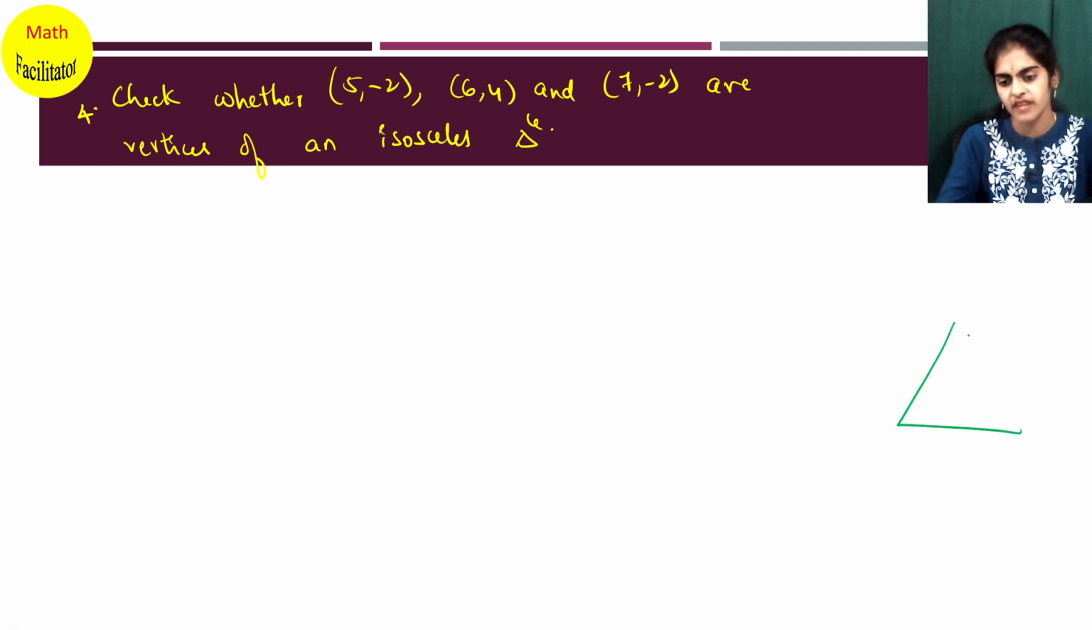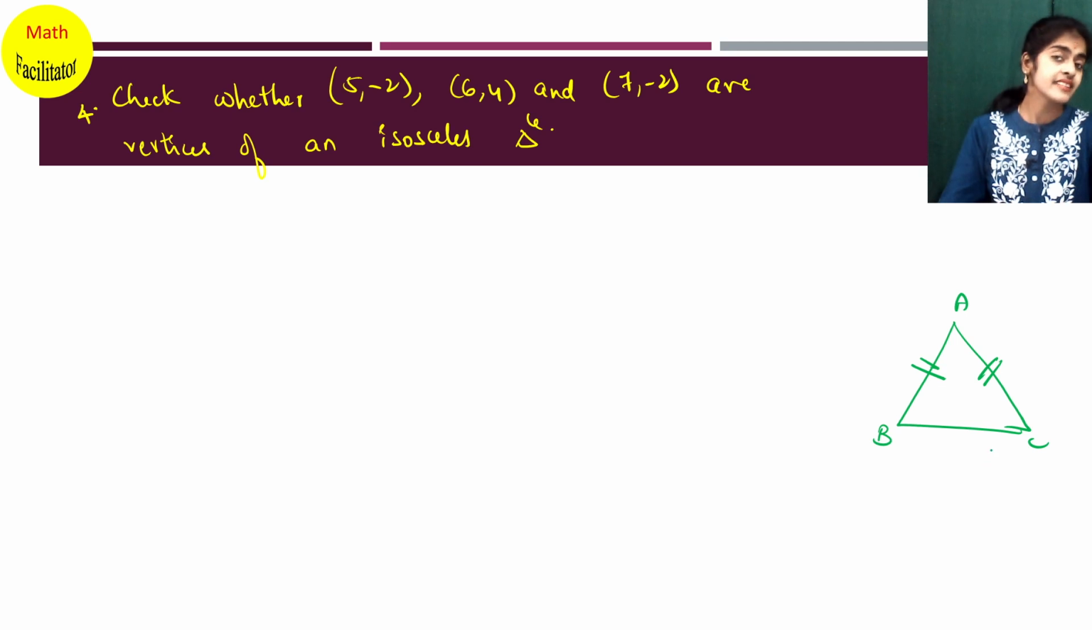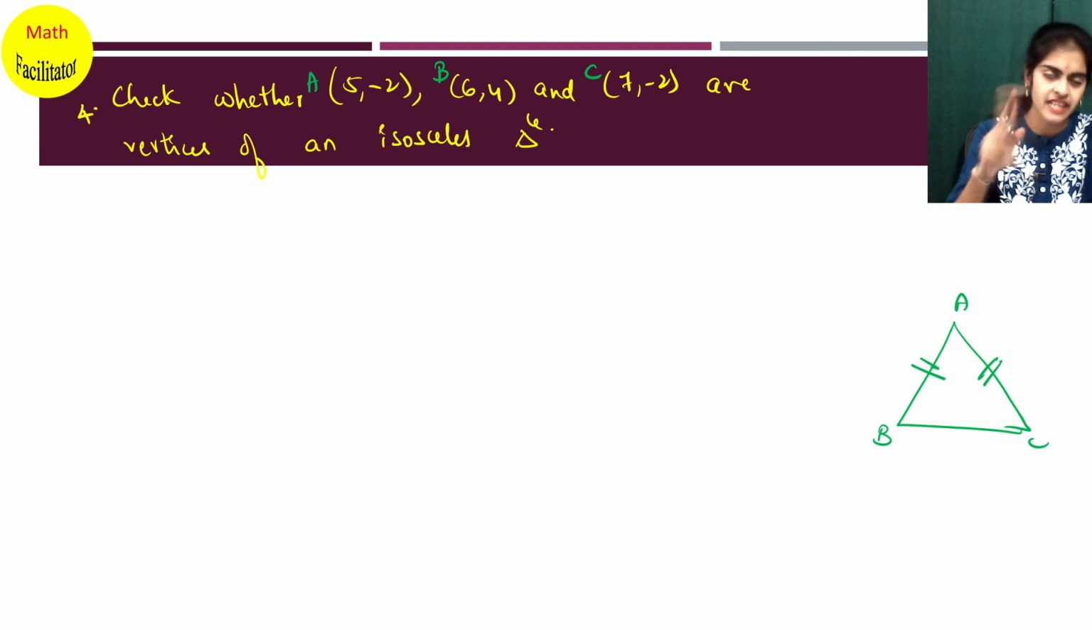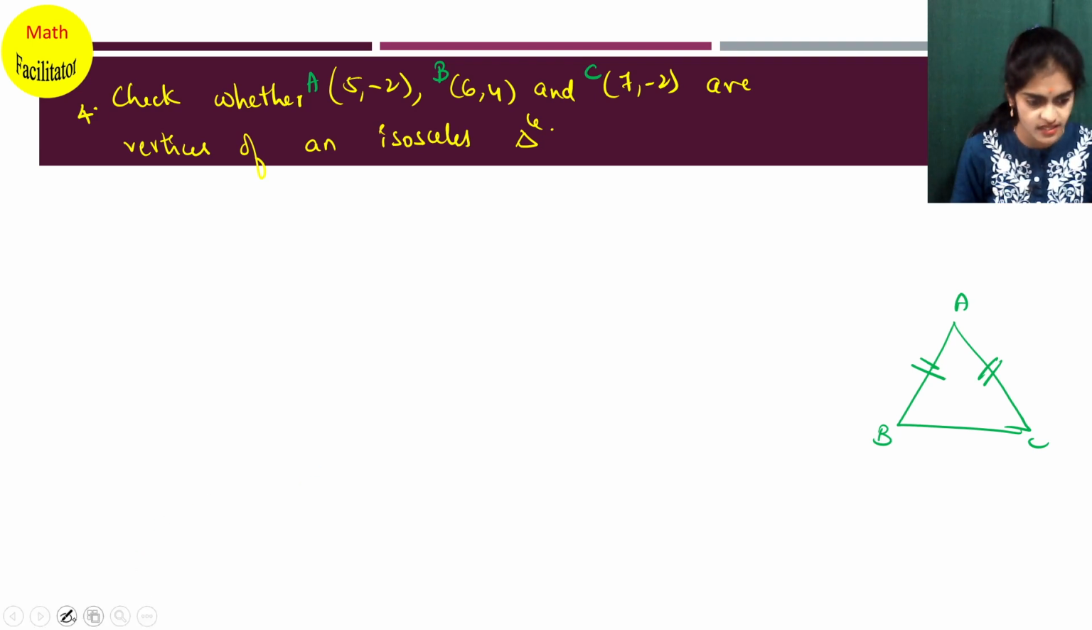What is the property of an isosceles triangle? Can you tell me? In an isosceles triangle, two sides are equal. Okay, which means here in the coordinate geometry language, the two distances should be equal. So AB and AC, or AB and BC. So any two distances should be equal. If they are equal, then you can conclude that it is an isosceles triangle. So let us try to find the distances first.